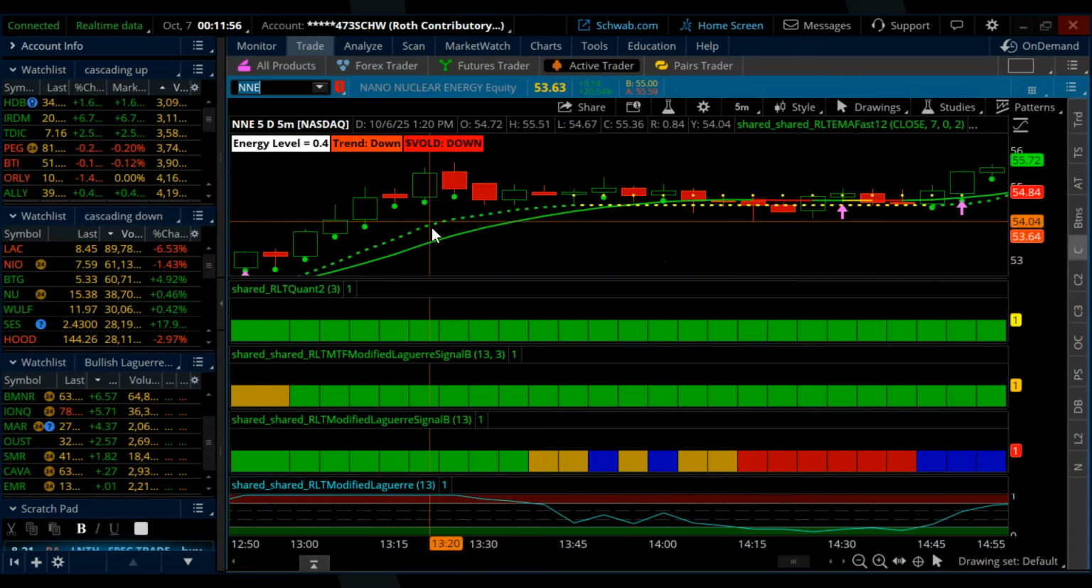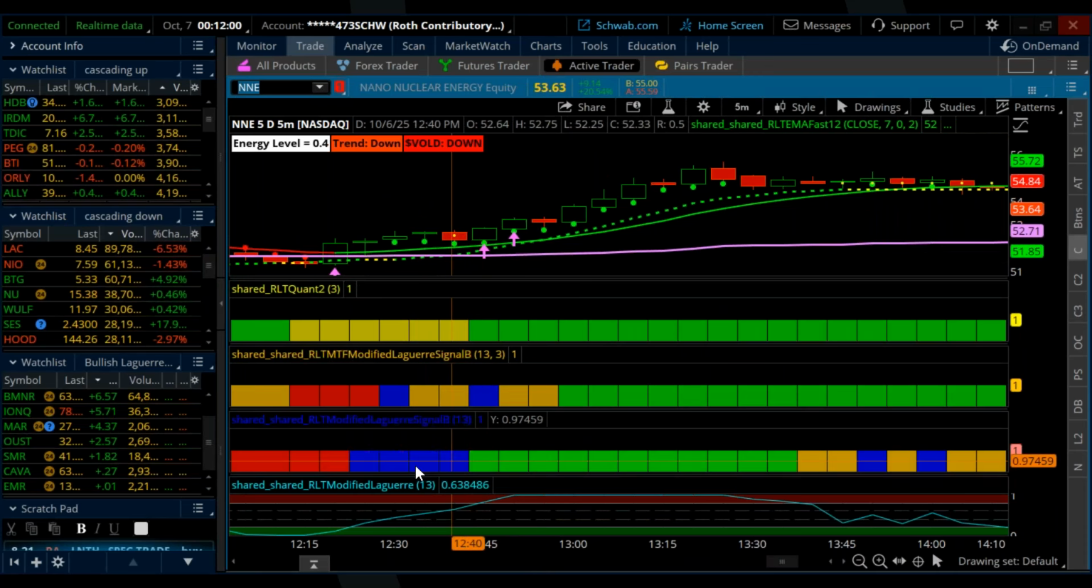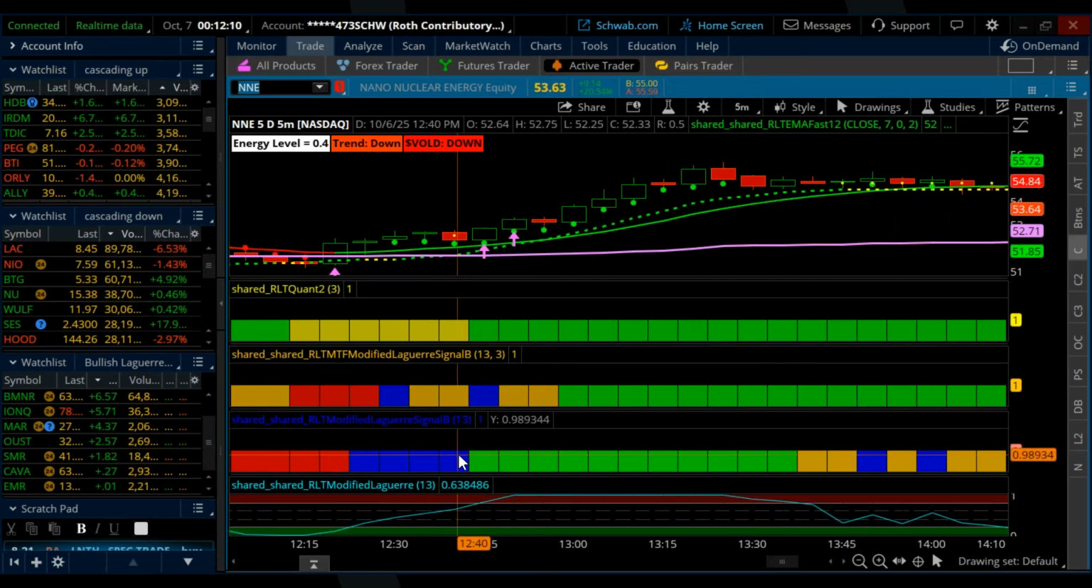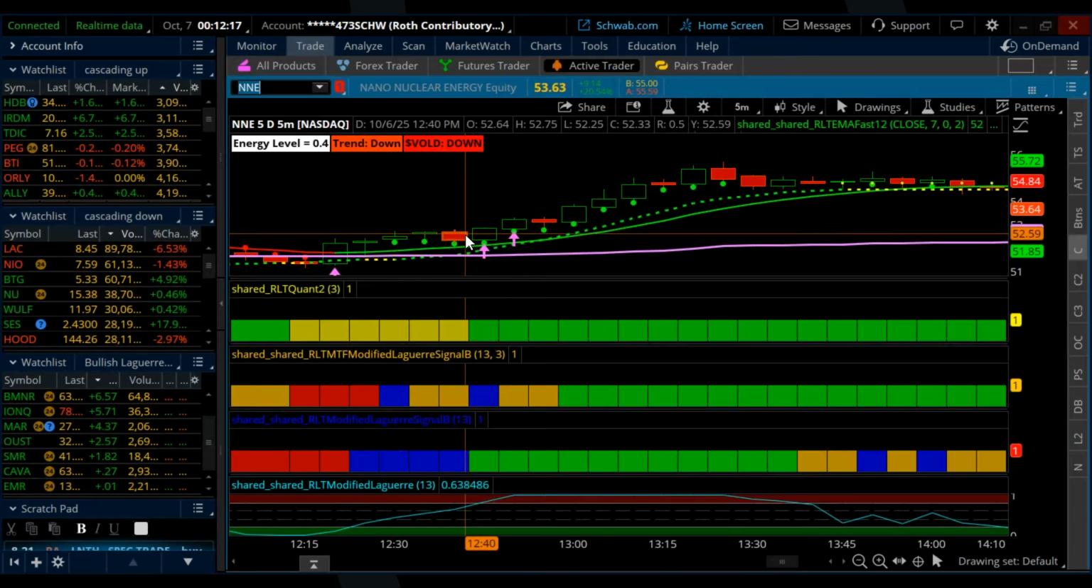NNE was about 12:45 right here. I think you can probably see that, right? Institutions are buying right here. You could have probably taken it anywhere in here. My inclination was to take it here when I got a pop signal as it broke above the 15 EMA. And this went from blue, which is bullish, to green, which is very bullish. And we take it right here at about $52.39.